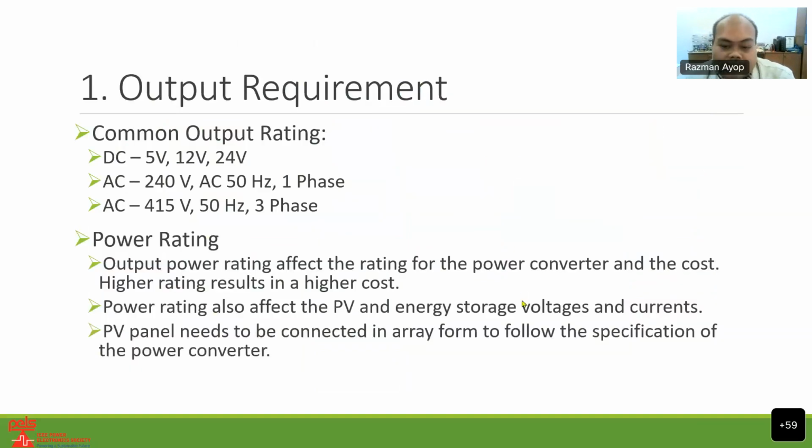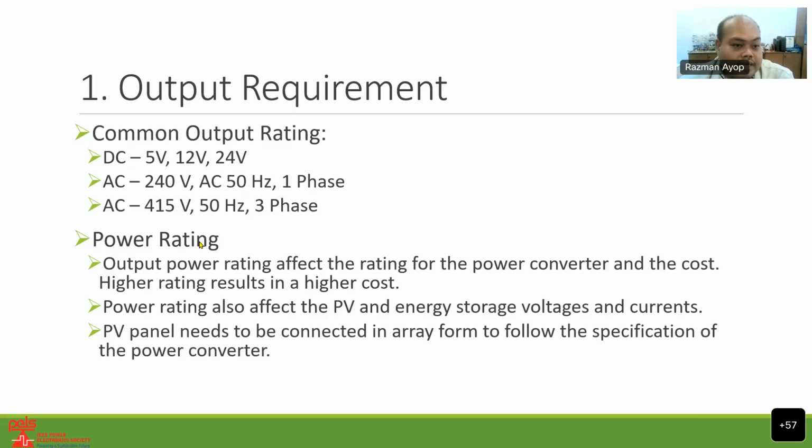Okay, the first one is the output requirement. Basically, what is required by your load? The common one in Malaysia, if you are using DC, is usually 5 volt, 12 volt, or 24 volt. But if you're using AC, it's usually 240 volt AC, 50 hertz single phase. If you use 3 phase, you can find systems that produce 415 volt, 50 hertz. This is specific for Malaysia.